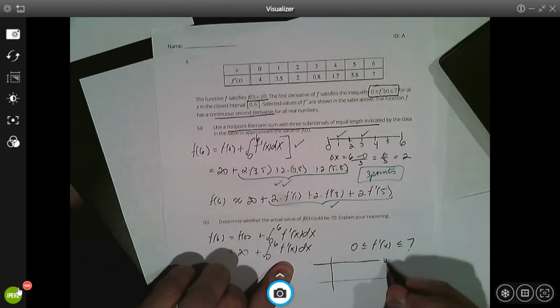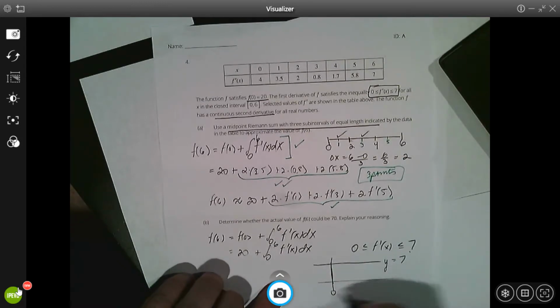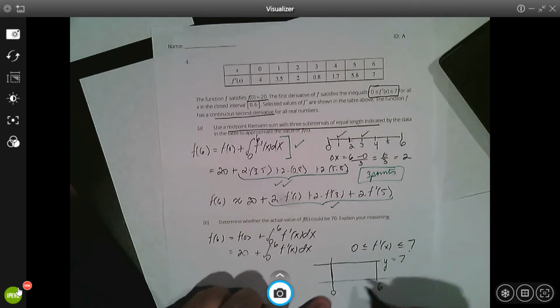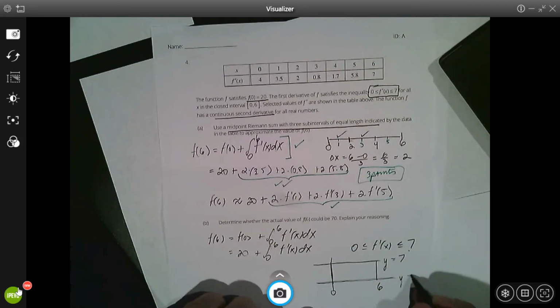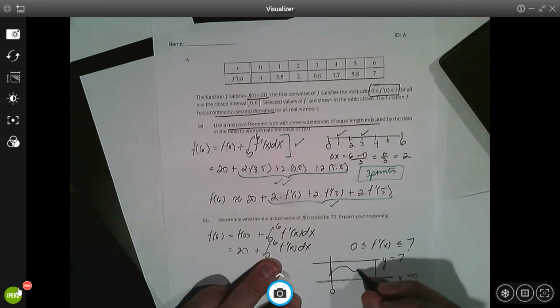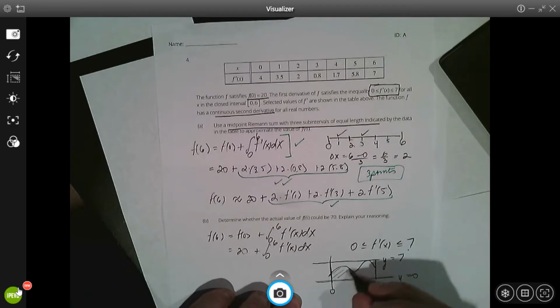Here's the horizontal line, y equals 7. You're told that on the interval 0 to 6, the derivative is always trapped between y equals 0 and y equals 7. So maybe your derivative looks like that. Well, what do you know about the area?